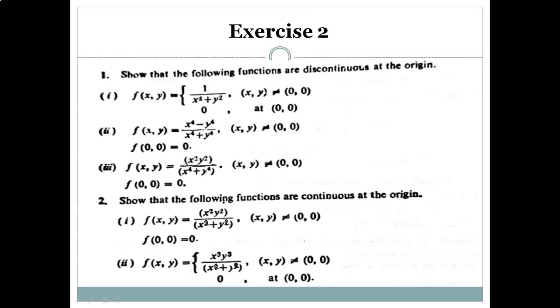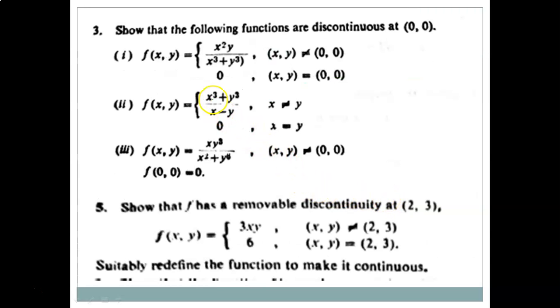So here is one exercise. In the first one you have to prove that the following functions are discontinuous at the origin. In this case the functions are continuous at the origin, and here show that the functions are discontinuous at the origin again. And you see that this is question number 4: show that this function f has a removable discontinuity at (2, 3).